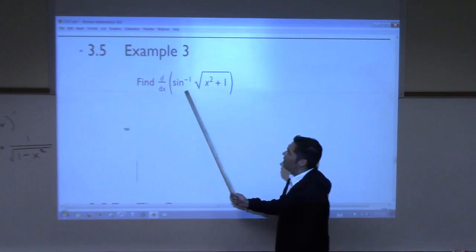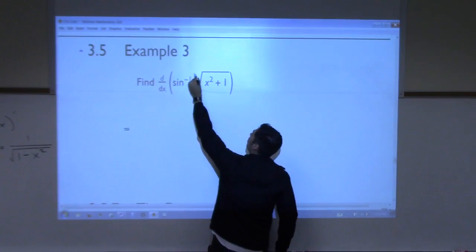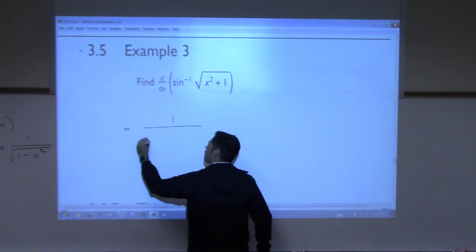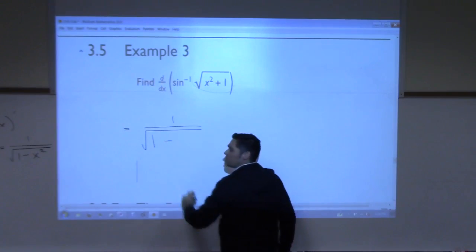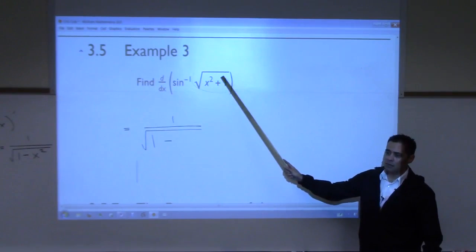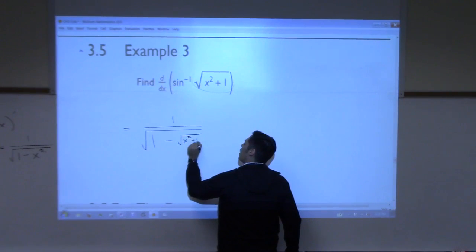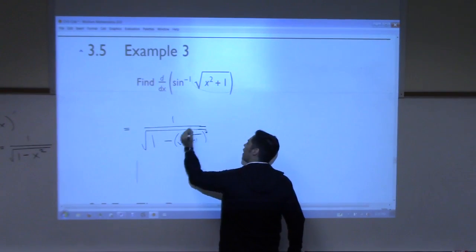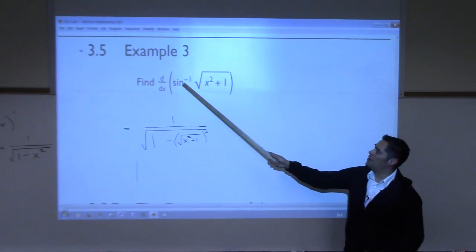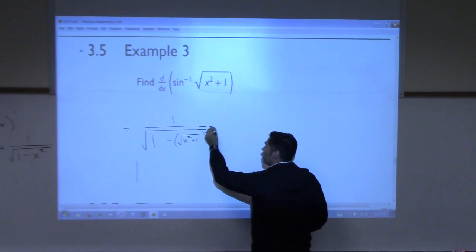Well, first let's start with the outer layer. What's the derivative of arc sine of all this junk right here? According to the formula, 1 over the square root of 1 minus, and then what squared? All that stuff in here squared. So I'm going to write it down. It's the square root of x squared plus 1, squared. Yeah? That's just the derivative of arc sine of all this junk. Then chain rule says you come in here and you multiply now by the next layer in.